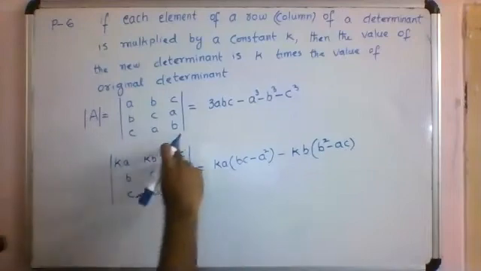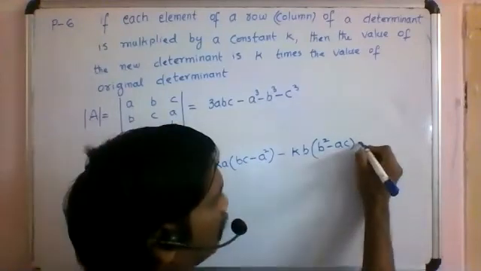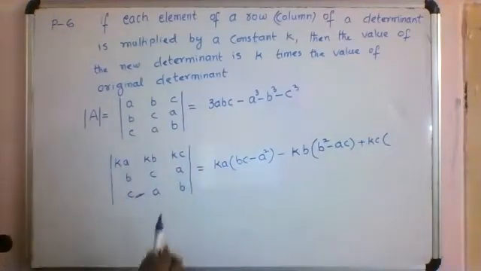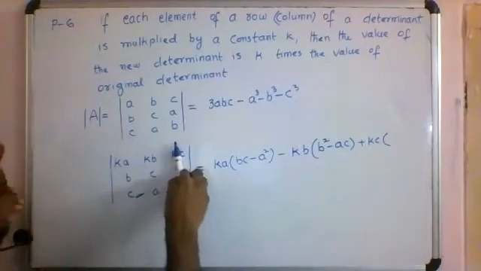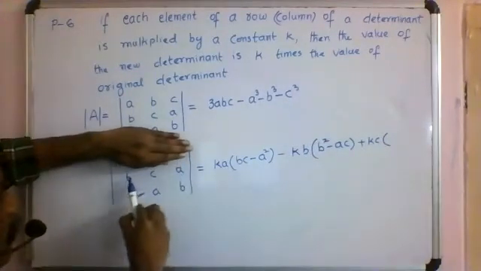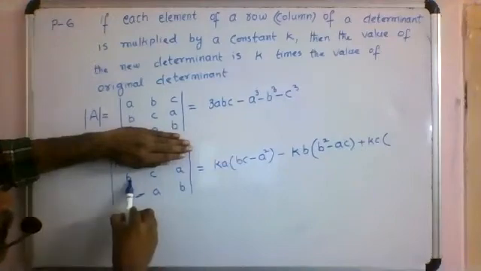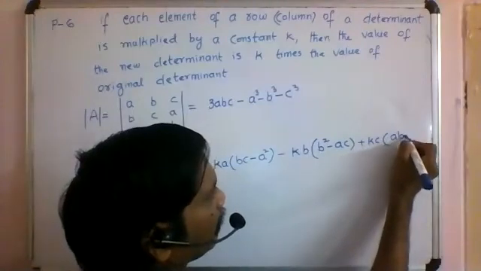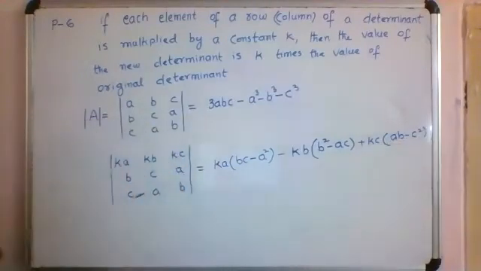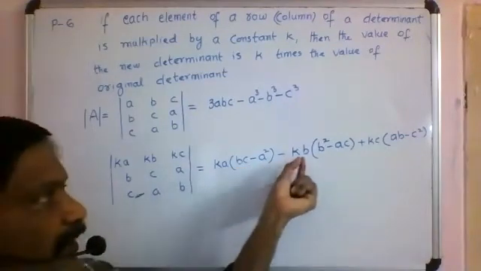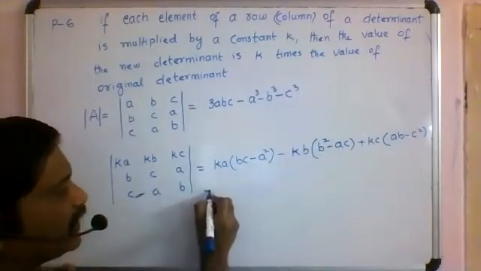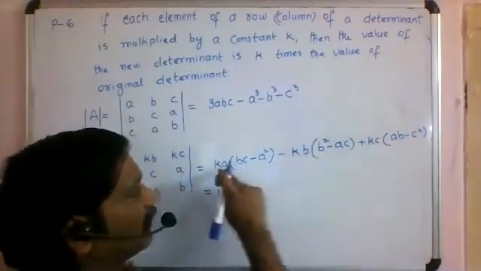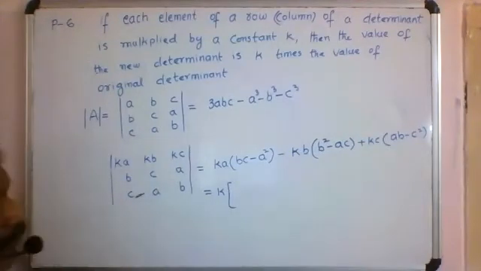And the next one is plus KC into, and what should come here? You have to delete this column and this row, so we are left with only these 4 elements. Its determinant value is AB minus C square. In each element, K is common, so I can take K common. In every term there is K, I can separate that K now.